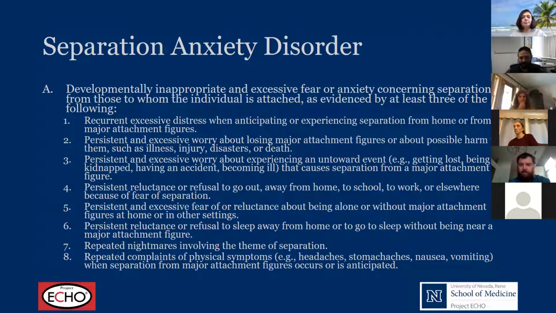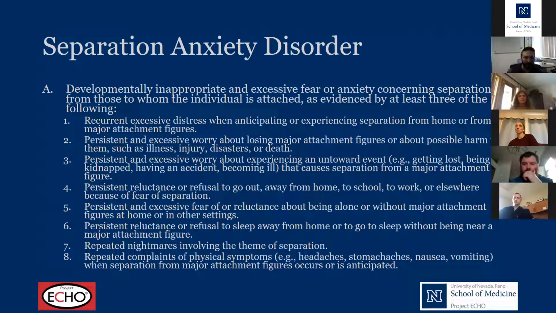And so we have at least 3, there's 8 symptoms here, and a lot of it is anticipation about something bad happening to our primary caregivers or family members. So we're afraid that something bad is going to happen to mom, dad, or sister. It could be a nanny if that's the family dynamics, or another caretaker in the house. There's persistent and excessive worry about losing the attachment figure in some way. We tend to have a lot of excessive worry about experiencing some bad event coming to them.